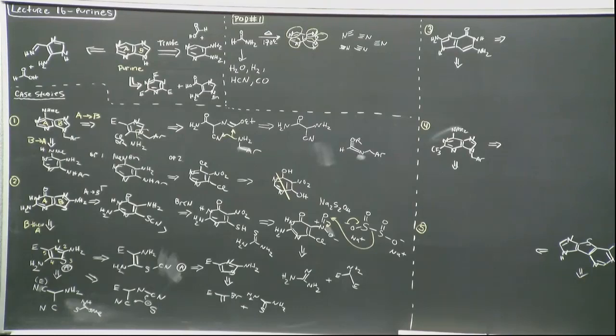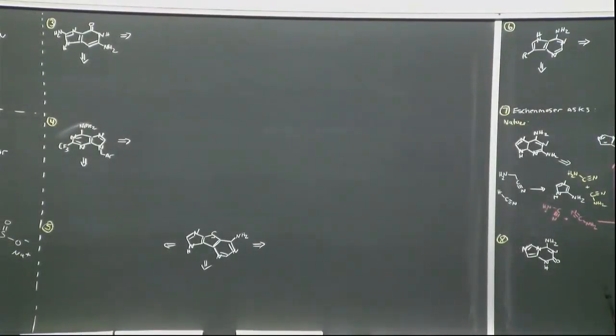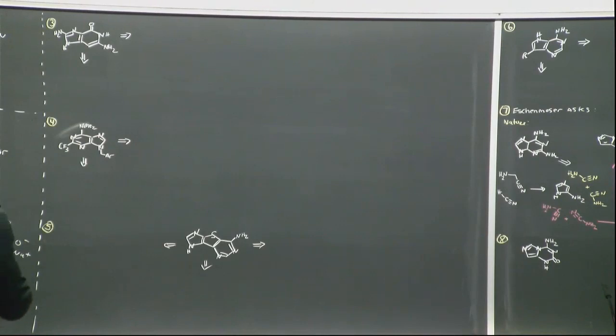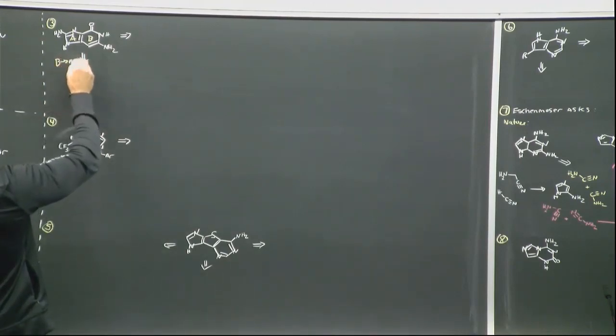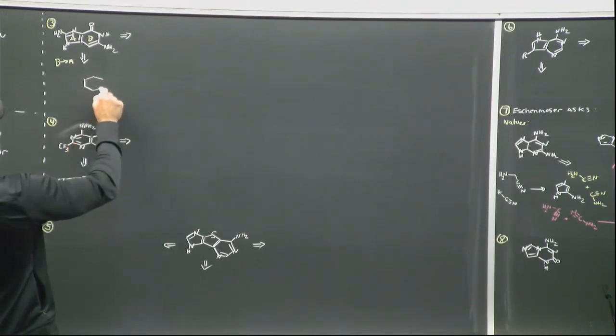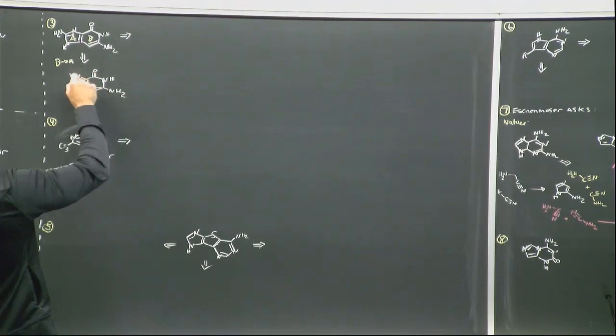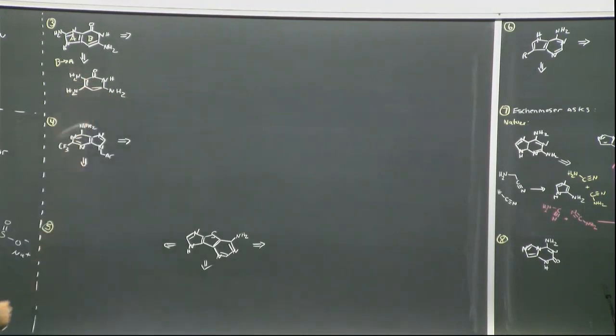Okay, how about three? Three is an interesting one. It's a purine that is missing a nitrogen. So, Sarah, why don't you give us some thoughts on this one? What do you prefer? Okay, great. We're going to start from B, and we're going to build A onto it. And that's going to require... You want to make that? No. Probably want to avoid it.